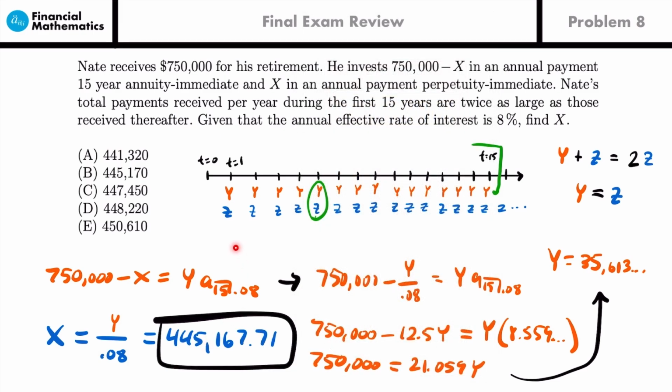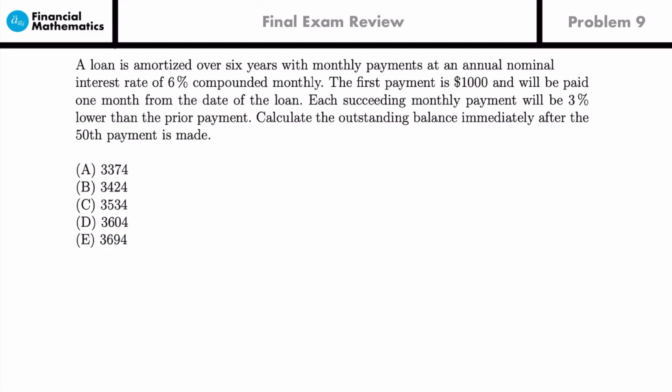And so looking at our answer choices here, this lines up with answer choice B, 445,170. Okay, all of these answers are rounded up to the nearest tens place, not the ones place. So we can round this up, okay? But B is the correct answer to this problem. Okay, so next up is problem 9.